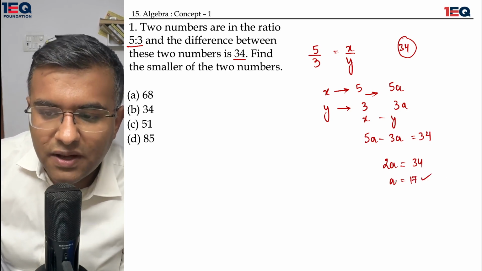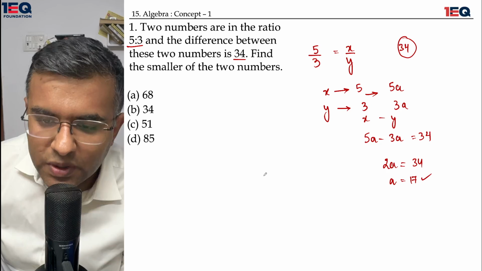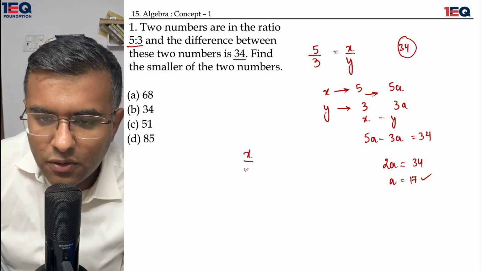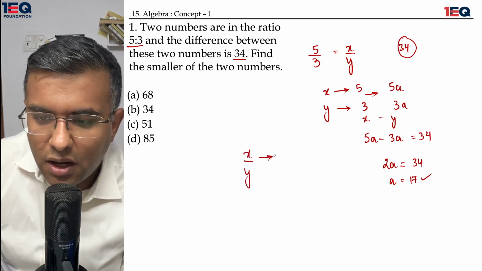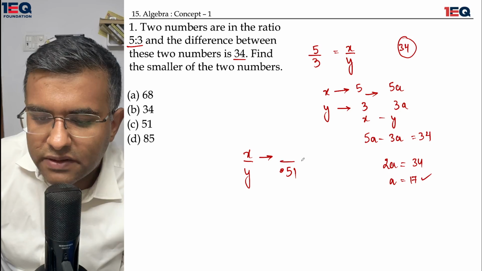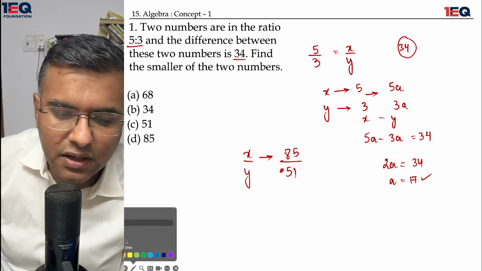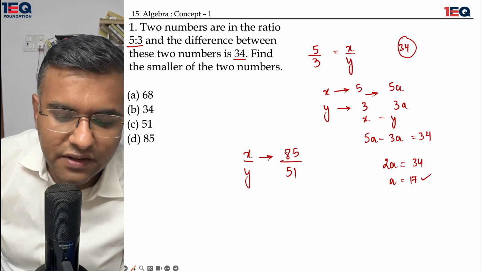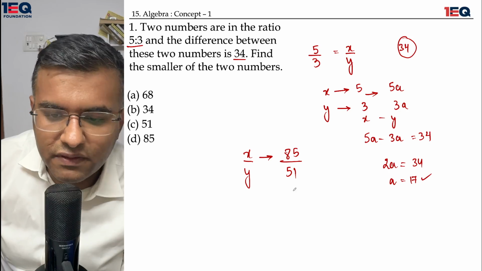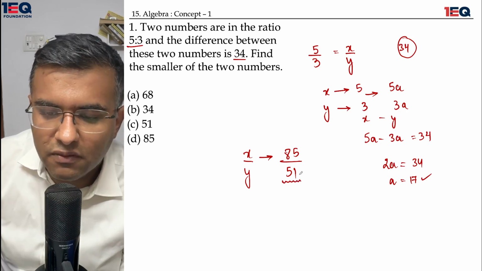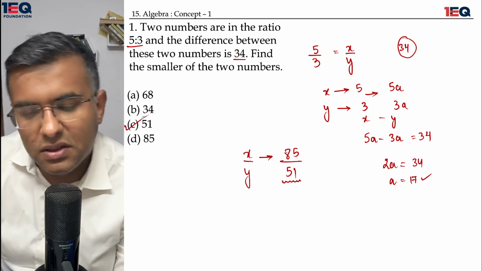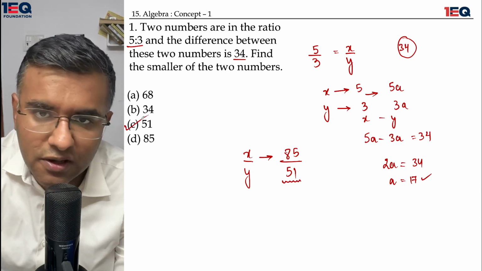So when I use the value of a is equal to 17 back in the equation, I can say that the values of x and y are 17 fives are 85 and 17 threes are 51. So when I have 51 in my position, this is the answer which I was looking for.